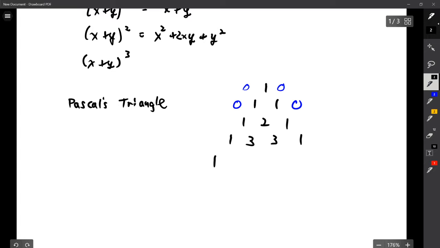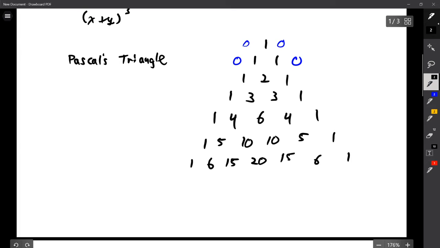And we continue that, we have 1, 4, 6, 4, 1. And then we'd have 1, 5, 10, 10, 5, 1. And then 1, 6, 15, 20, 15, 6, 1. And I'll do one more row here. 1, 7, 21, 35, 35, 21, 7, 1.